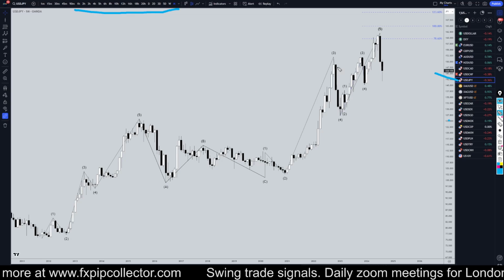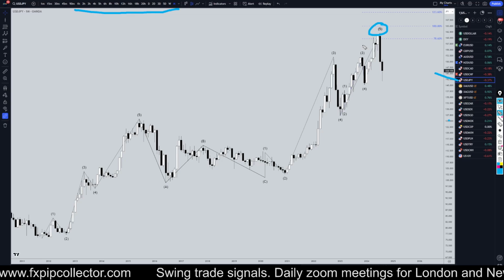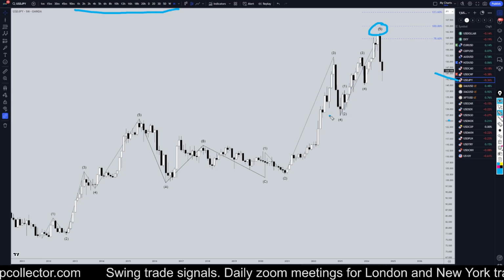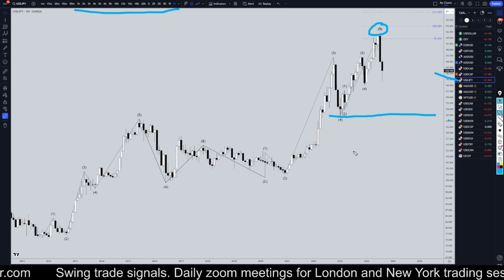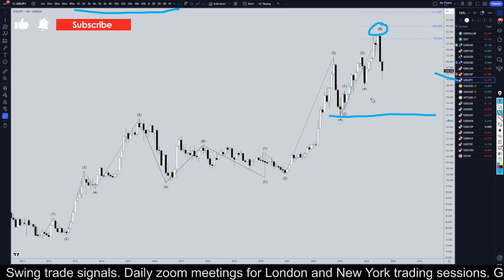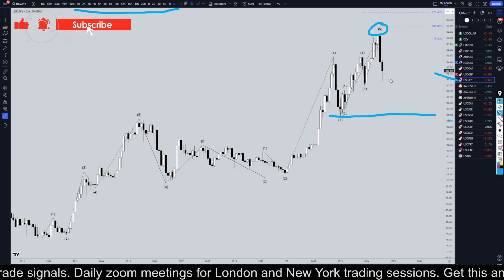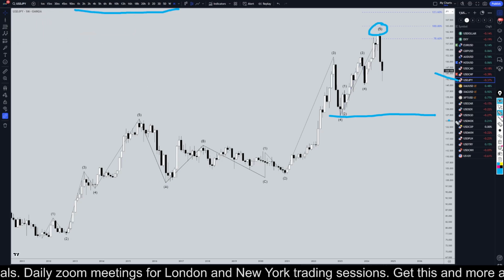So on the US dollar yen, it definitely looks like the end of a wave 5, and if it is the end of a wave 5, then it will take out the lower wave 4. But this is the monthly time frame, so even if it does do that, it's probably going to take maybe 6 months, 8 months or more for that to actually happen.